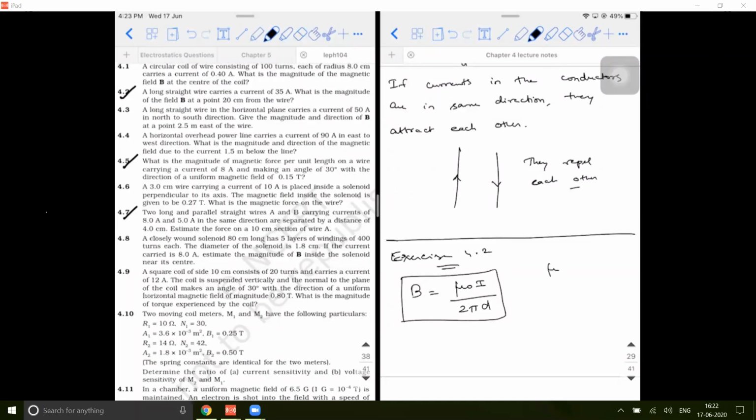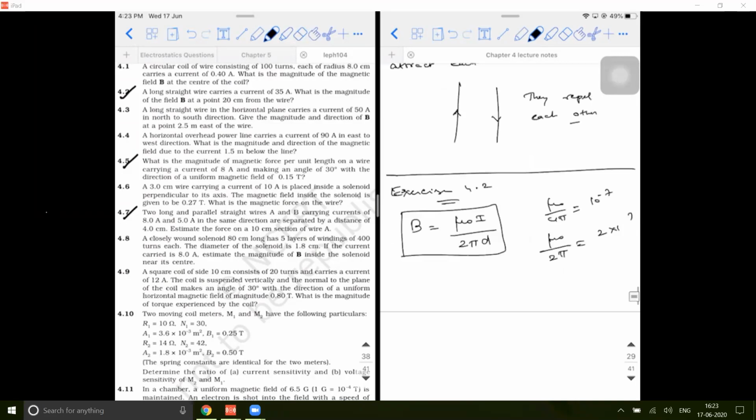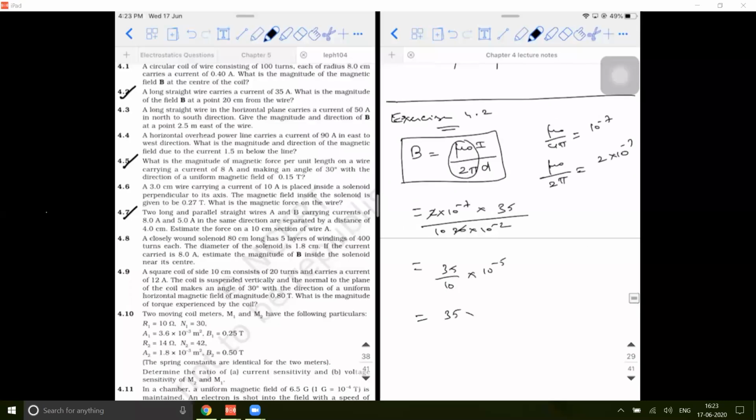What is the value of mu naught by 4 pi? This is 10 power minus 7. So what will be the value of mu naught by 2 pi? That will be 2 into 10 power minus 7. Just multiply by 2 on both sides. The value of current is 35 divided by the distance, 20 centimeters, so 20 into 10 power minus 2. This and this will get cancelled. So 35 divided by 10 into 10 power minus 5, so 35 into 10 power minus 6 Tesla. This will be the answer.